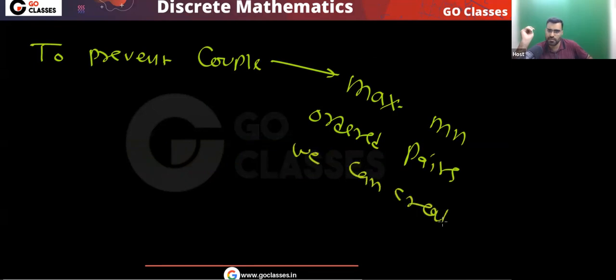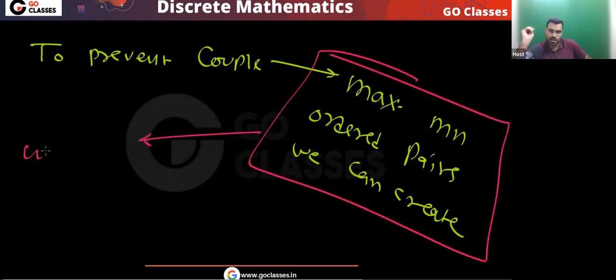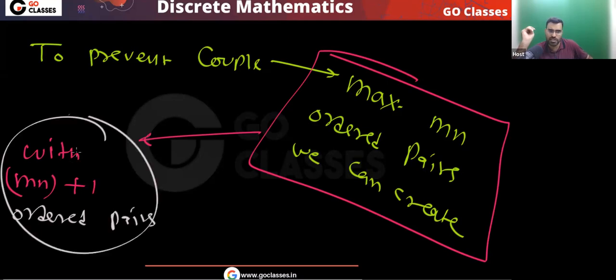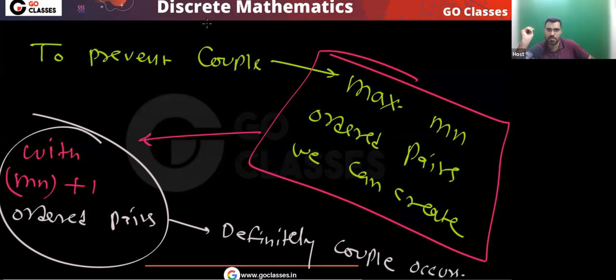We can create. But it simply means that if you have one more, with mn plus 1 ordered pairs, what will happen? With these many ordered pairs, definitely a couple you will get. Definitely a couple occurs. So this is your answer. Okay, simple. The answer will be mn plus 1.